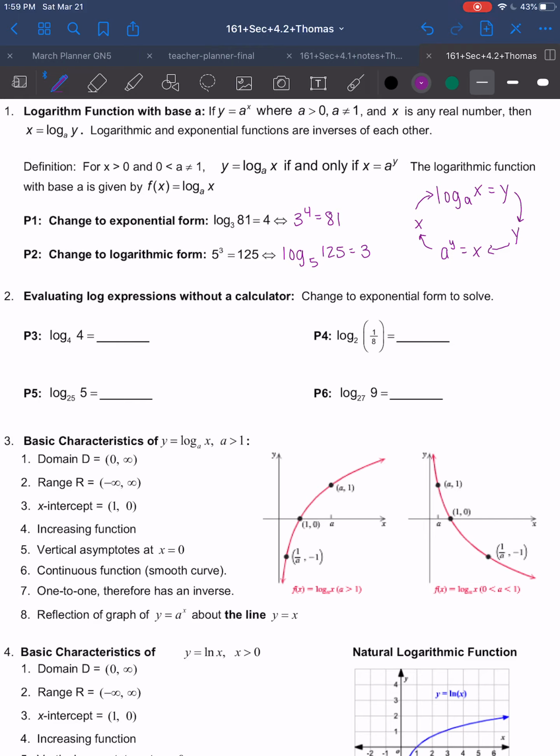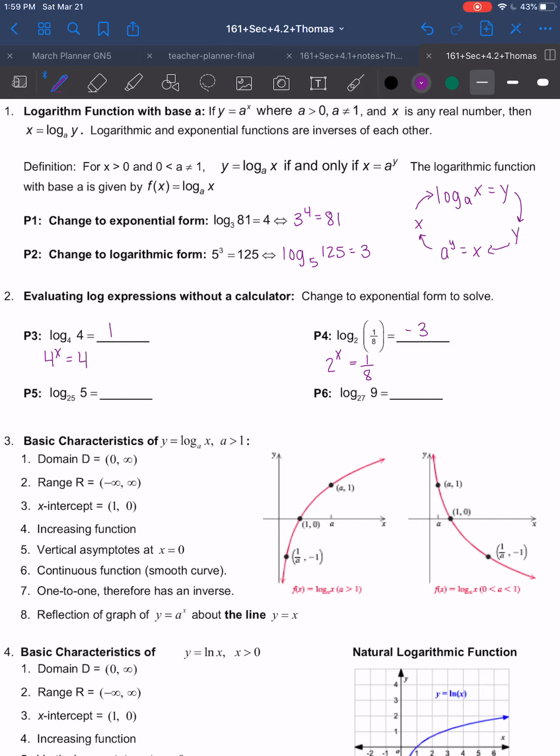So you can evaluate them without a calculator by using this change. You can change it to exponential form. So if I wanted to change this, I'd have 4 to the x equals 4. Well, 4 to what power equals 4? The first power. And then this one, 2 to the x equals 1/8. Well, since it's a fraction, it's going to be negative because we want to bring that 2 to the bottom, and then 2 to what power is 8? 3.